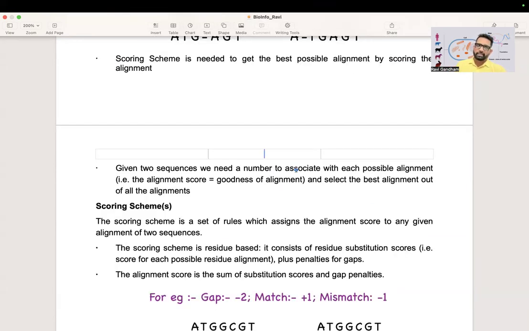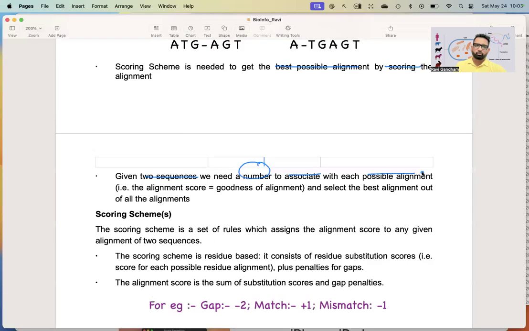So what do I mean here? I meant that you need a scoring scheme to get the best possible alignment by scoring the alignment. Given two sequences, we need a number to associate with the possible alignment so that each and every match can be assigned a number and a total can be calculated. Now we'll have a look at what I exactly meant.